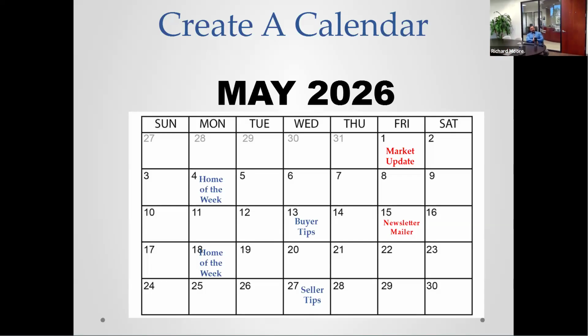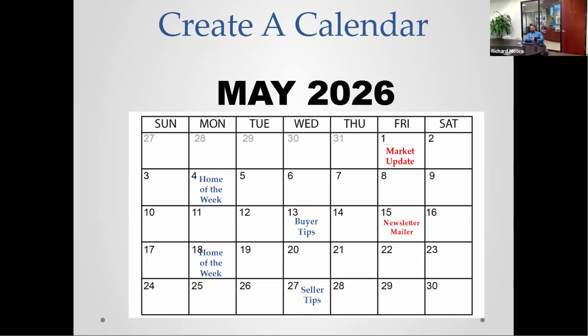So for social media, maybe on the first Monday, home of the week, right? And then the next week, on Wednesday, buyer tips. And then the next week, you want to send something out every week, another home of the week on Monday, and then seller tips the following week. Right. And then just do that every month. See, right there, you already have a marketing campaign.